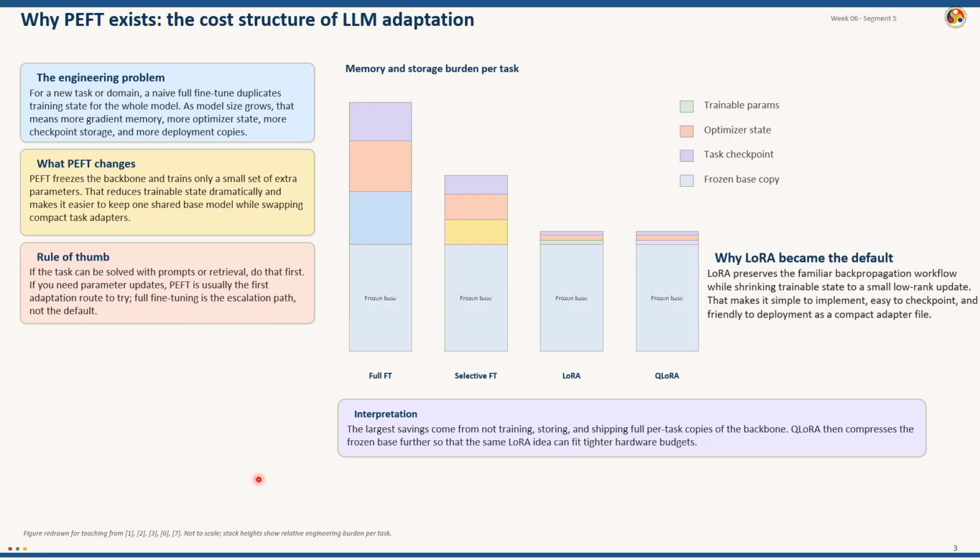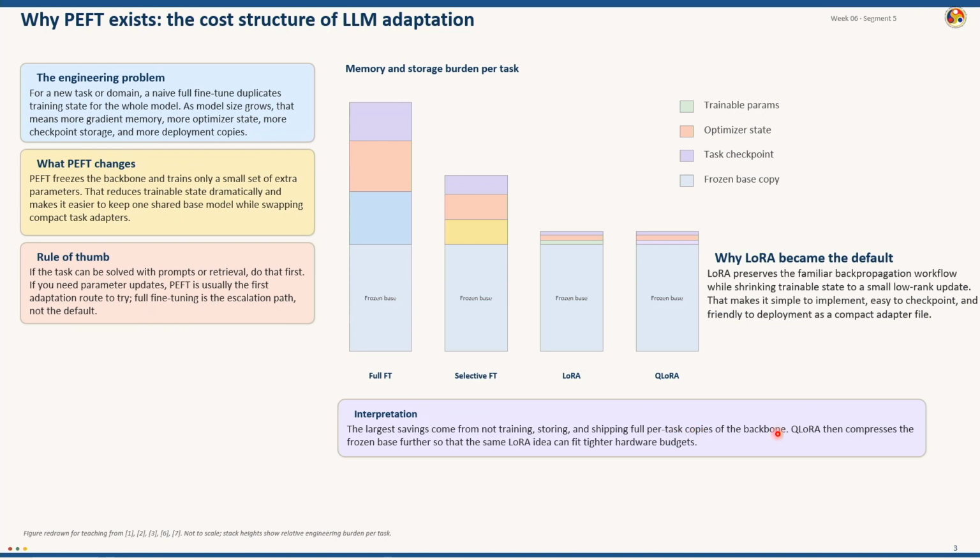Okay, so you can see that the largest savings come from not training, storing and shipping full pre-task copies of the backbone. So essentially it's not from training. You have to understand that LoRA trains only a small number of parameters, so you can see how many parameters it is updating. This essentially works on a fundamental method to reduce storage and improve memory efficiency. So the savings come from storing and shipping the full pre-task copies of the backbone.